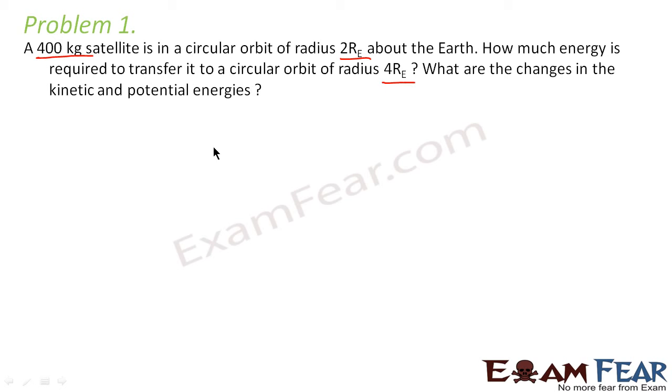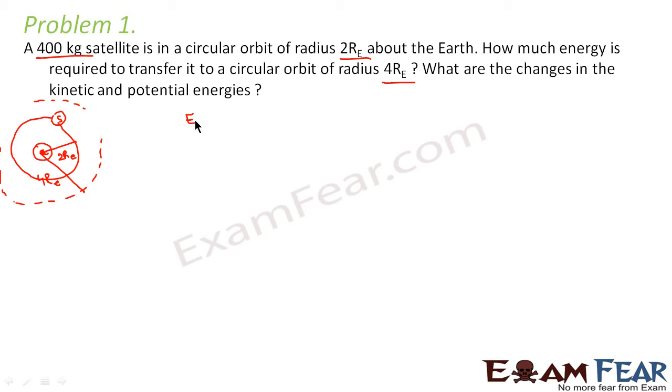That means at present, let us suppose this is Earth and this is the satellite. So at present the satellite is in a circular orbit of radius 2 RE. Now we want this satellite to be transferred to an orbit of radius 4 RE. Something of this sort. So we want the radius to be changed to 4 RE. So how much energy is required to do this change? That means how much energy is required to make it move in an orbit of radius 4 RE.